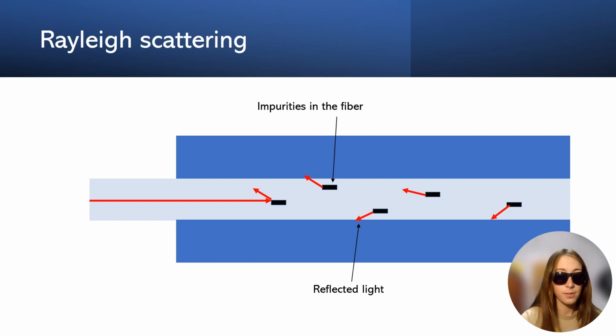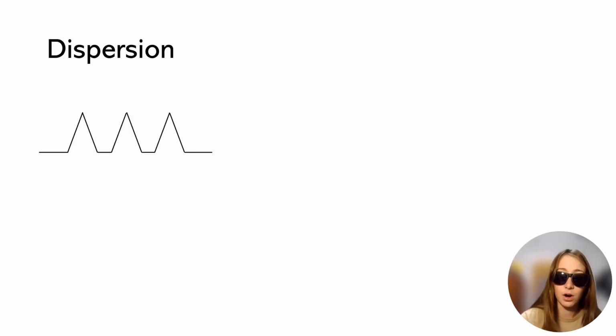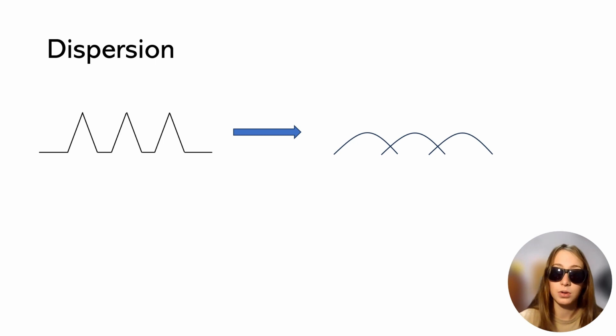There's also another problem entirely, which is called dispersion. This happens to pulses of light over time. They spread out, or disperse, hence the name dispersion. Instead of being a quick, powerful pulse of light, they become a longer, weaker pulse of light.